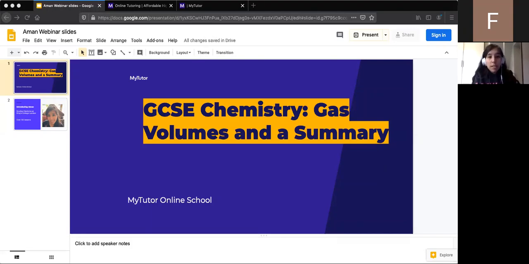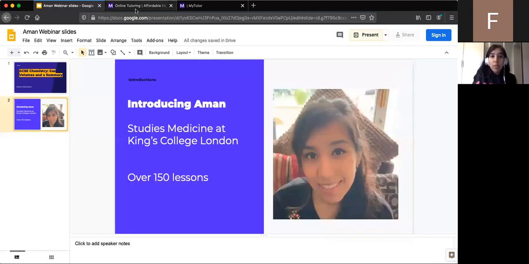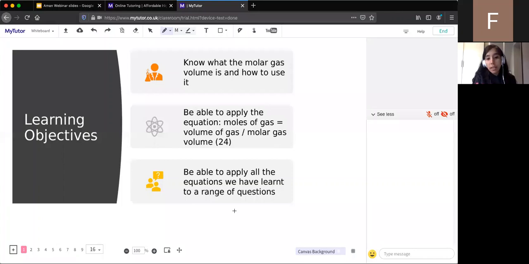So as Tilly said, today we're going to be looking at gas volumes, and then it will be an overall summary of everything that we've done with regards to quantitative chemistry. So starting off, today we'll be looking at what the molar gas volume is and how to use it, which I should say are higher tier topics. So gas volume is a higher tier topic, but the summary that we'll be doing will cover all of the foundation and higher tier questions.